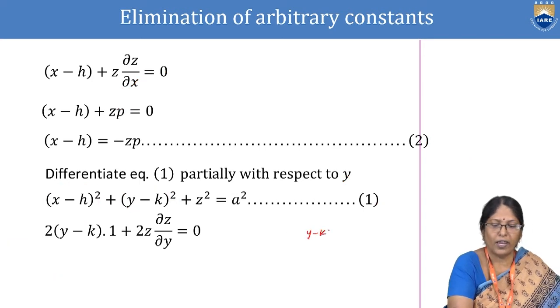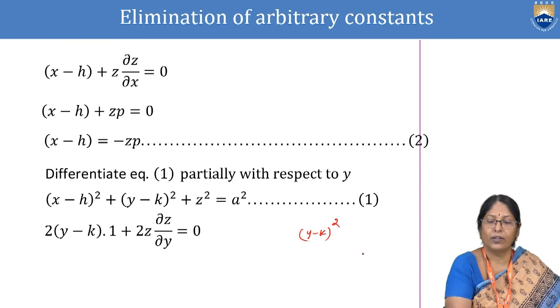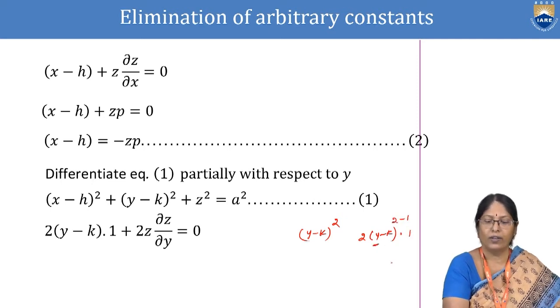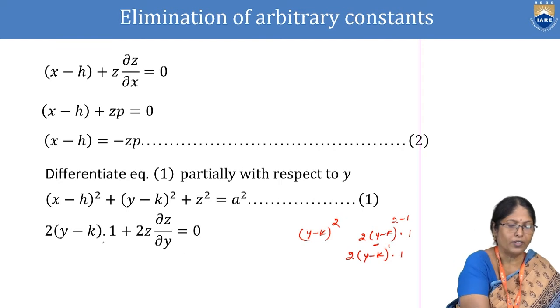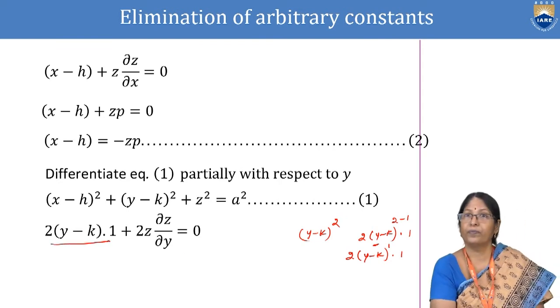Y minus k, the whole square. So, n is 2. So, 2 (y minus k) to the power 2 minus 1. Again, y differentiation is 1. So, 2 (y minus k) power 1 into 1. It is written that only.